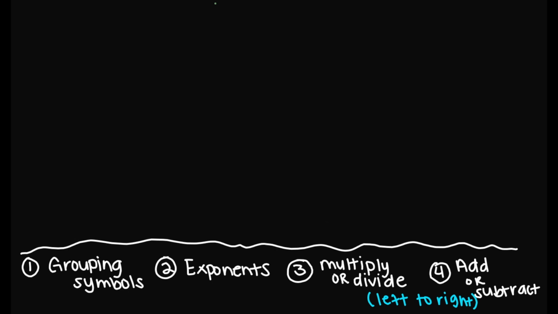Hey guys, welcome back. So today we'll be finding the value of an expression using order of operations when you have a numerator and a denominator. So let's say you have 4 plus 3 squared minus 10 divided by 2.